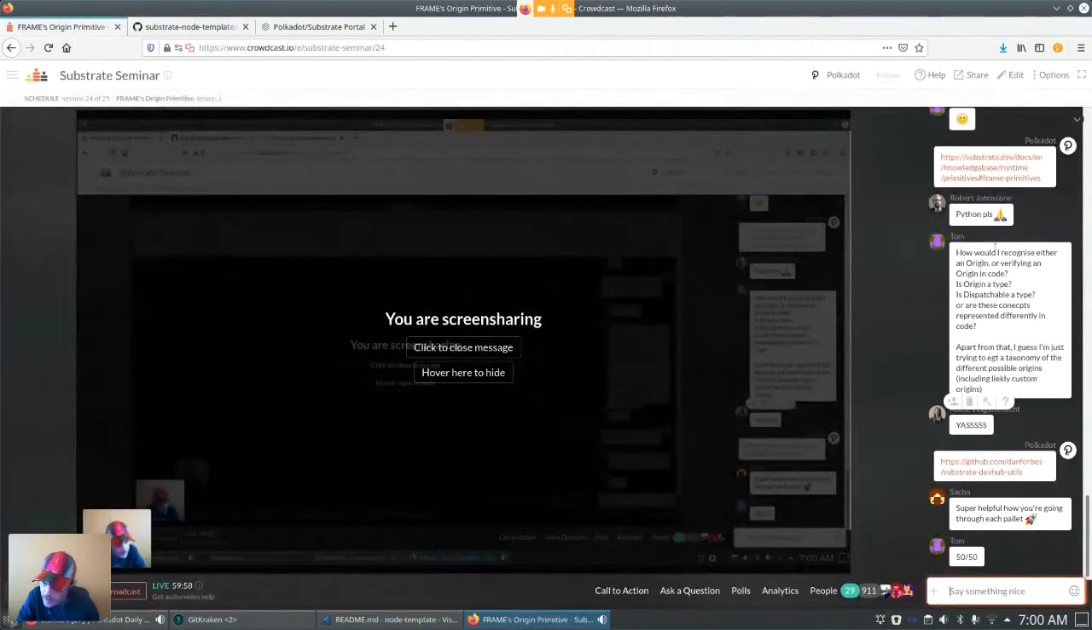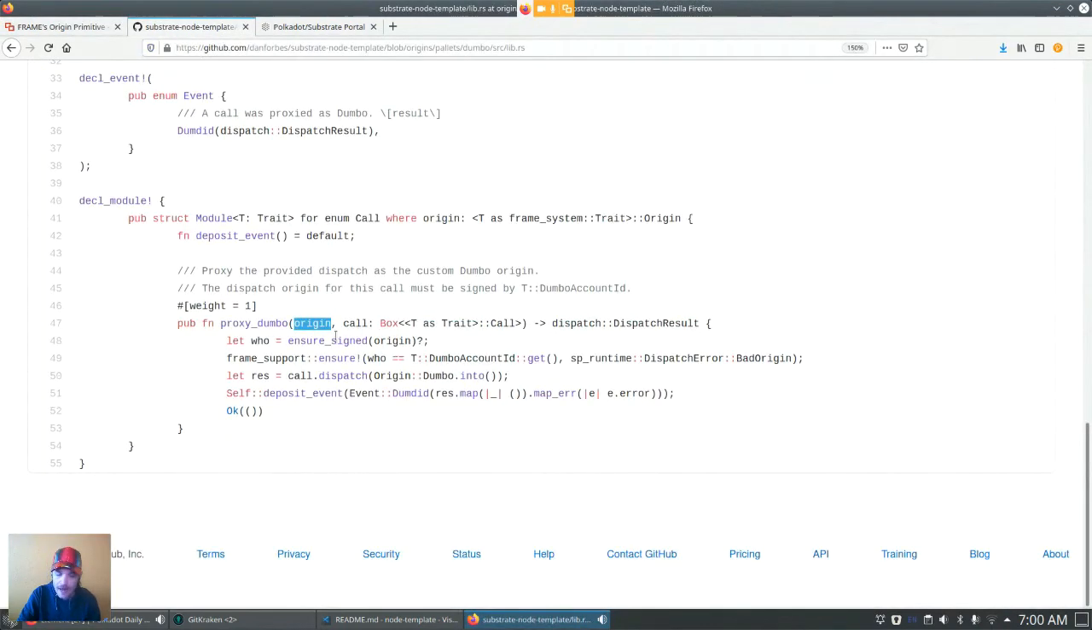So Tom, I hope that this answers your very first question. How would you recognize an origin? You recognize an origin because it is the first parameter, and I believe that it always should be called origin, to a dispatchable function. So that's how you recognize an origin. And it's kind of the only context in which an origin makes sense, a dispatch. It's the source of that dispatch. So that's how you recognize it.